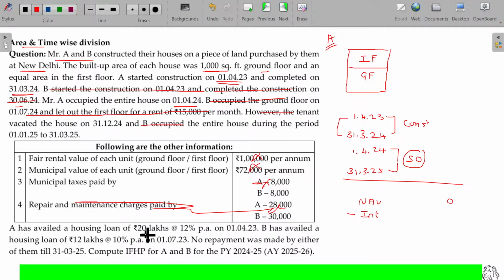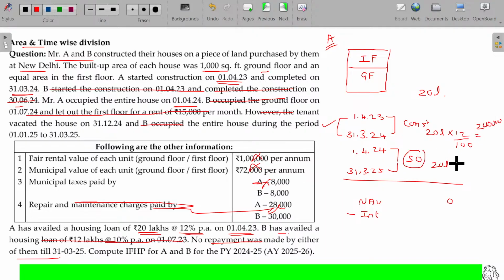A has availed the housing loan of 20 lakhs at the rate of 12% per annum on 1/4/23. On this date itself, the loan is borrowed, 20 lakhs. B has availed the housing loan, but you forget about B. No repayment was made by either of them till this date. So for this 20 lakhs at the rate of 12%, the period 1/4/23 to 31st March 24 is called the pre-construction period. For the pre-construction period, interest is only 1 year. That interest here being 2,40,000. Am I right?